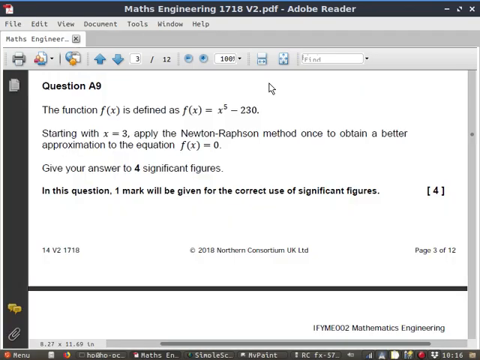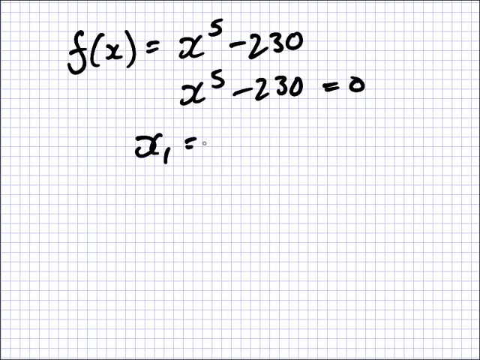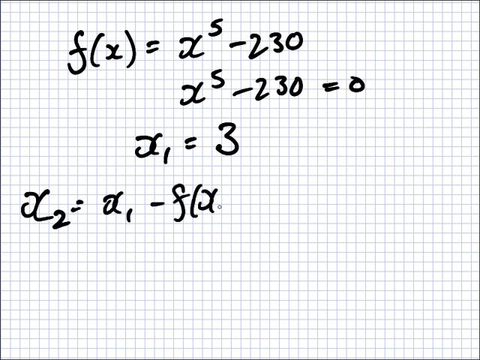What they want you to do is guess the answer is 3 and then use Newton-Raphson to get a better guess. But like I said, it's stupid because you don't need to guess, you know the answer. Anyways, they first say guess x1 equals 3. Now it's wrong, it's not 3 because 3^5 minus 230 doesn't equal 0. So we use Newton-Raphson to get a better value: x2 equals x1 minus f(x1) over f'(x1).